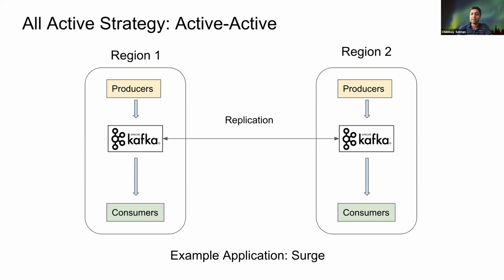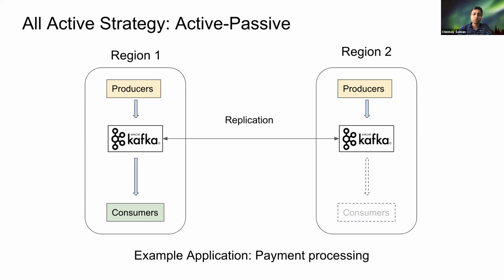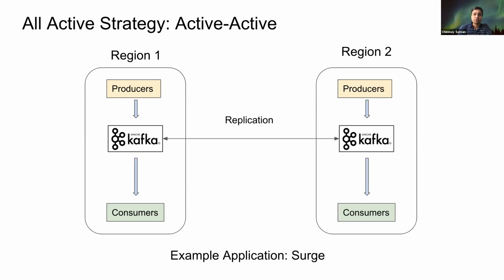For applications that need high availability, like Surge, we use an active-active configuration where the same application is running in these major regions simultaneously, consuming from the global Kafka. The trade-off is that the computation here is expensive because it's being redundantly performed in multiple regions. However, the failover becomes quite easy.